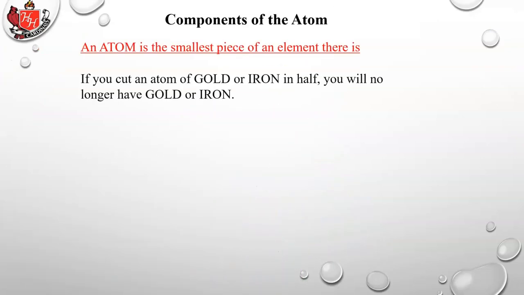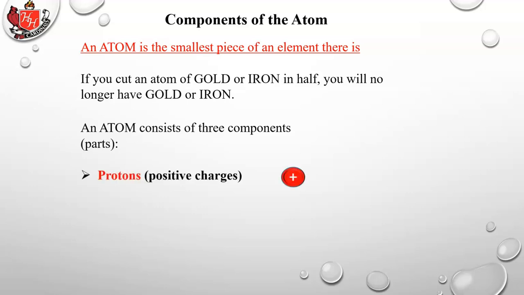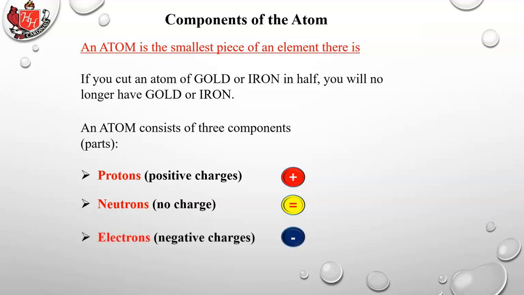An atom is the smallest piece of an element that there is. If you cut an atom of gold or iron in half, you will no longer have gold or iron. An atom consists of 3 components. The protons, which are positive charges. Neutrons are neutral charges, they have no charge. And electrons are negative charges.